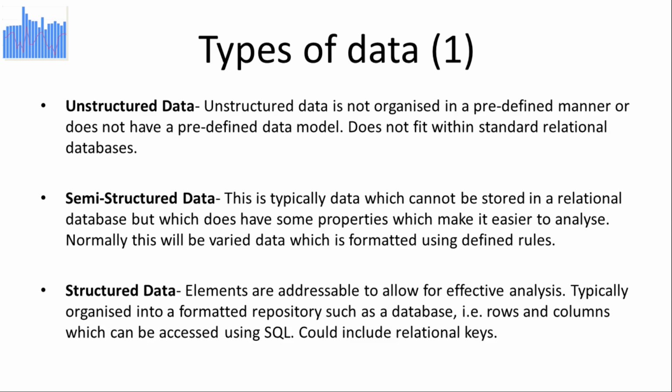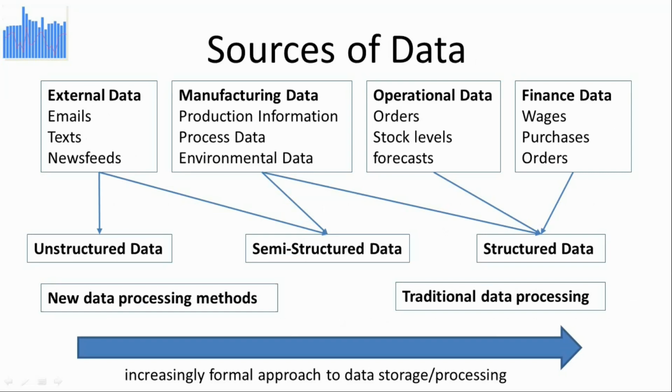Semi-structured data is typically data which cannot be stored in a relational database, but which does have some properties which make it easy to analyze. Normally, this will be varied data which is formatted using defined rules. With structured data, elements are addressable to allow for effective analysis. Typically organized into a formatted repository such as a database, i.e. rows and columns, which can be accessed using SQL, and could include relational keys. Looking at these data types, it is easy to understand that most unstructured data originates from web-related inputs, whereas the financial side of the business will typically use only structured data.